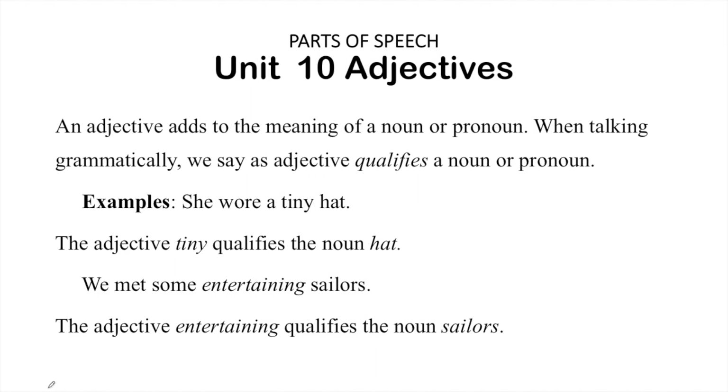An adjective adds to the meaning of a noun or pronoun. When talking grammatically, we say an adjective qualifies a noun or pronoun. For example, she wore a tiny hat. In this sentence, the adjective tiny qualifies the hat. We met some entertaining sailors. You can see that entertaining is italicized because it qualifies the sailors.